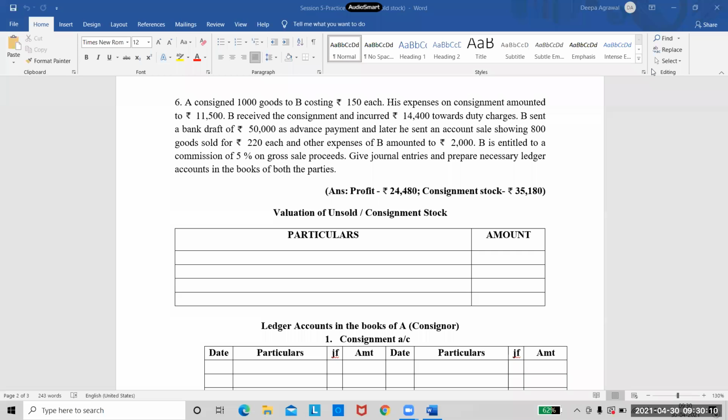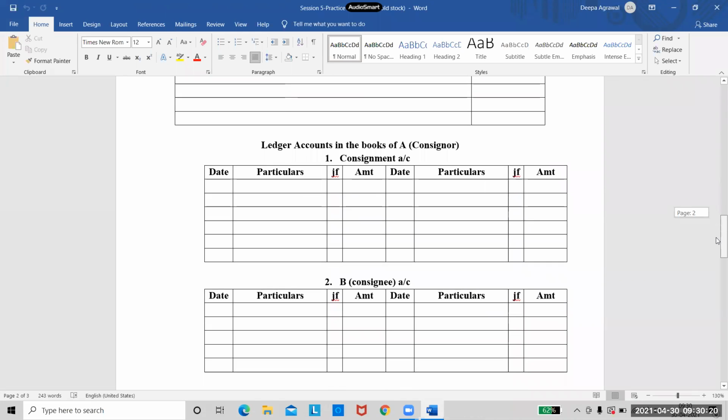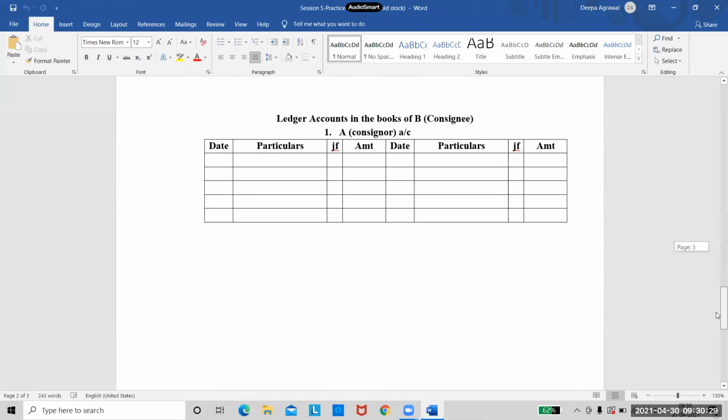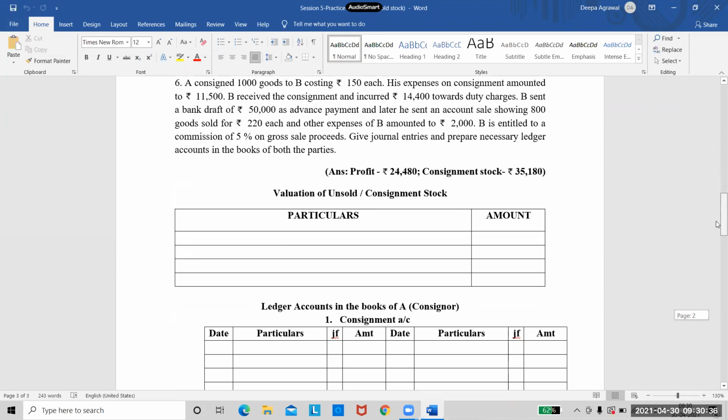So first I'll wait for 2 minutes. All of you quickly draw the proformas. This is the first proforma: valuation of consignment stock. You need 2 columns, particulars and amount. Then I've kept ready all my ledger proformas. Ledger accounts in the books of A: consignment account, consignee's account, goods sent on consignment account. And then ledger accounts in the books of B, only the consignor's account. So quickly draw all these proformas. I'll wait for a minute. Once you are done with the proformas, let me know, then we will start with the entries quickly.